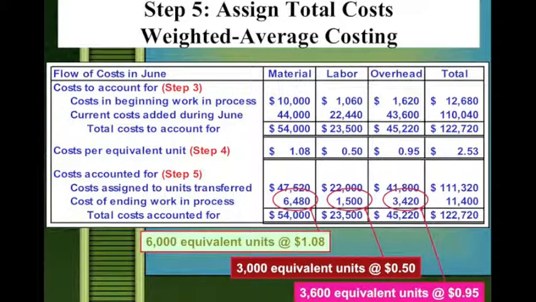And then it's the same exact thing for the work in process pieces that are still left there. We know how many units are there for each piece. It's 6,000, 3,000, and 3,600, and we multiply each by their applicable cost.